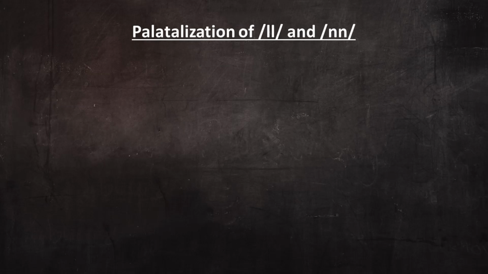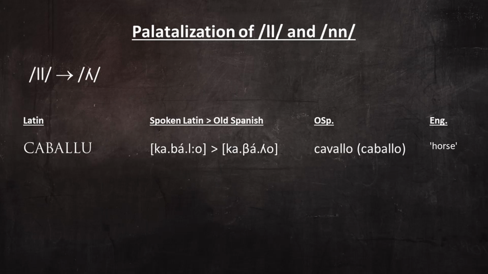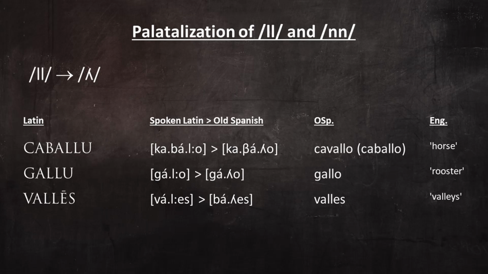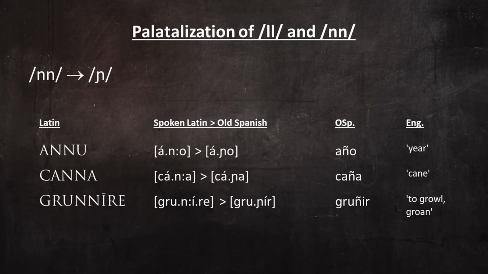Palatalization of double L and double N. Like many consonant sounds, the Latin geminates double L and double N underwent lenition in the transition to Old Spanish. Double L produced an entirely new Spanish phoneme, lakey, and double N merged with the product of ny and gn, becoming enye. So, cavallo became cavallo, gallo became gallo, and valles became valles. Anno became año, canna became caña, and grugnire became grugnir.